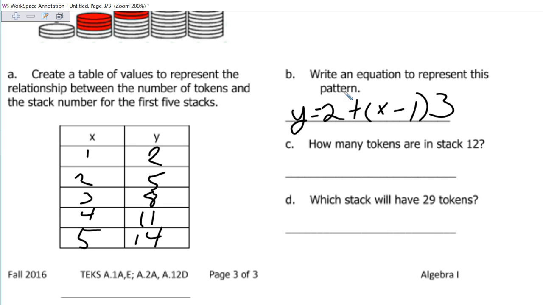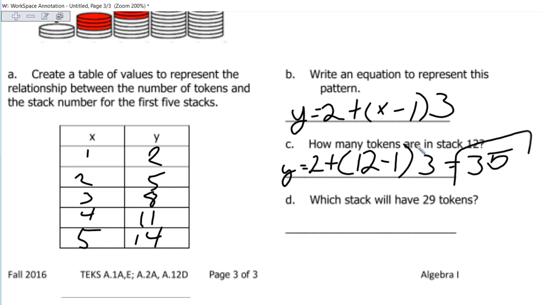How many tokens are in stack 12? So we're just going to go y equals 2 plus 12 minus 1 times 3. 12 minus 1 is 11. 11 times 3 is 33. Plus 2 is 35. And there we go.